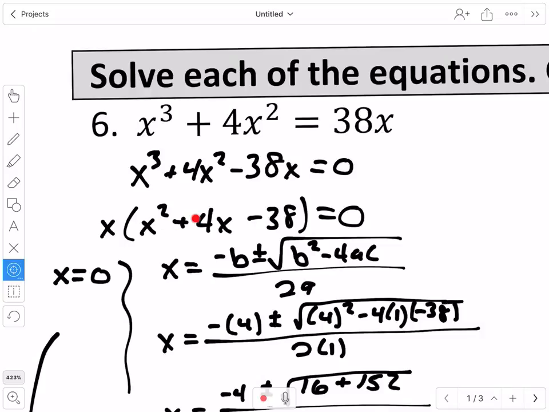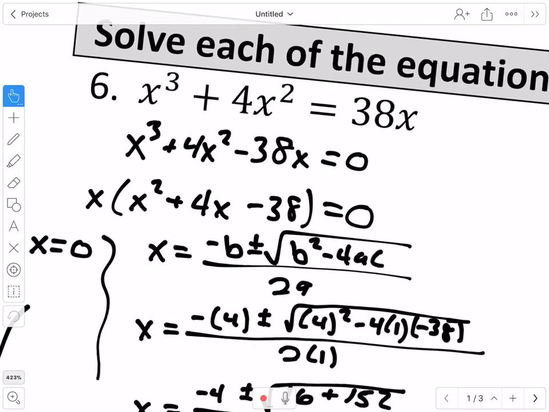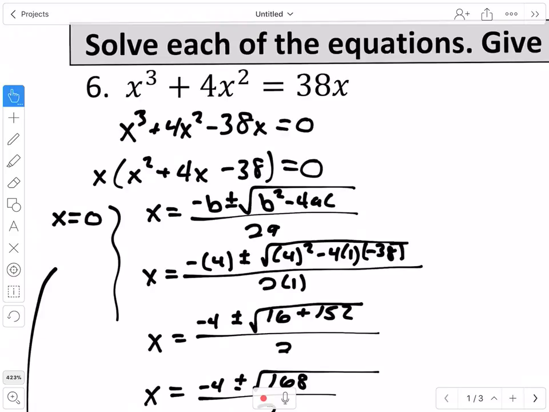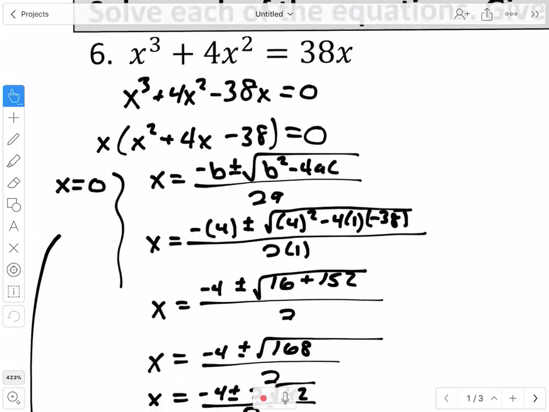Then, I want to factor this. I need two things that multiply to get negative 38 and add to get 4. There are no integers that do that. So I'm left with little to no choice. I could complete the square. We haven't talked about that yet. I know you did it with Mr. Paul last year. We're going to use the quadratic formula, which is really completing the square.